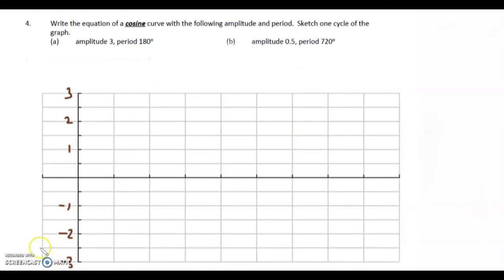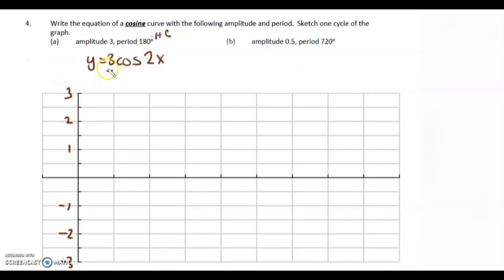Okay, number 4, write the equation for the cosine curve with the following amplitude and period. Okay, so nothing changes in regards to the amplitude or period and how that's represented in the equation. So it'd be like y equals 3 cos. Okay, this number is always going to be your amplitude. Now if the period's 180, then it was a horizontal compression, right, by 2. So we have 2x, because 360 was divided by 2 to get 180.